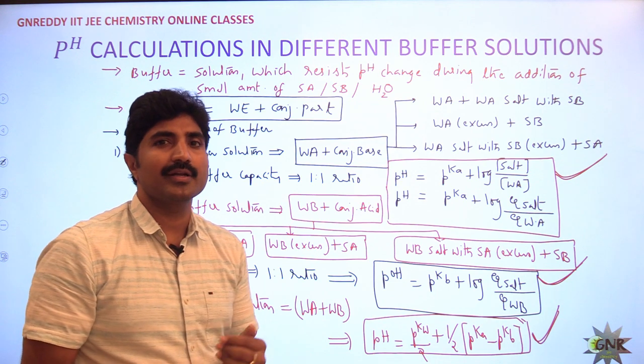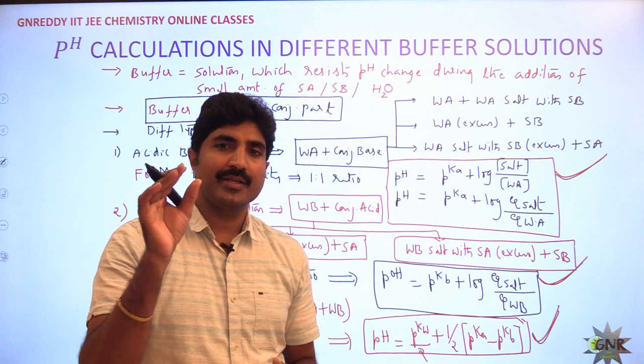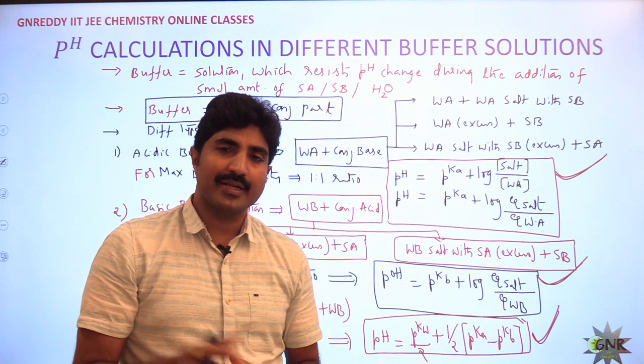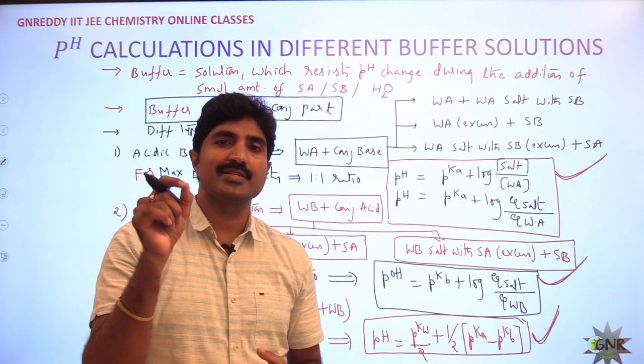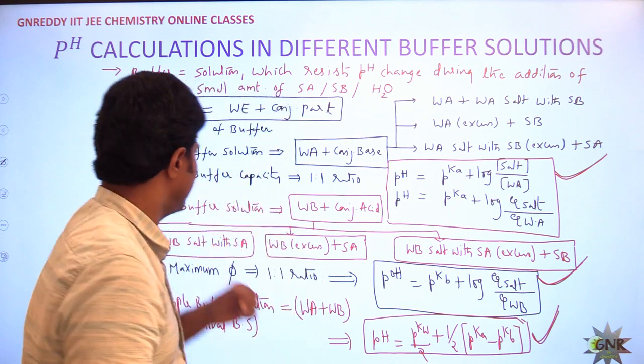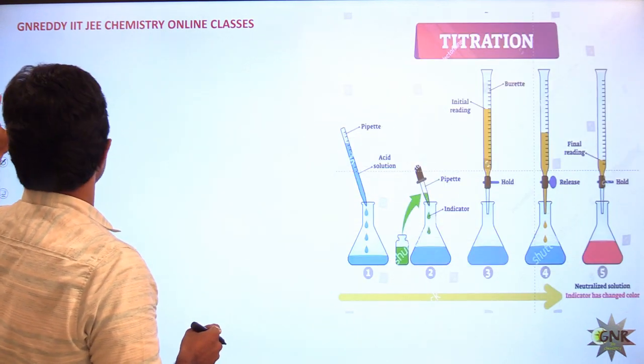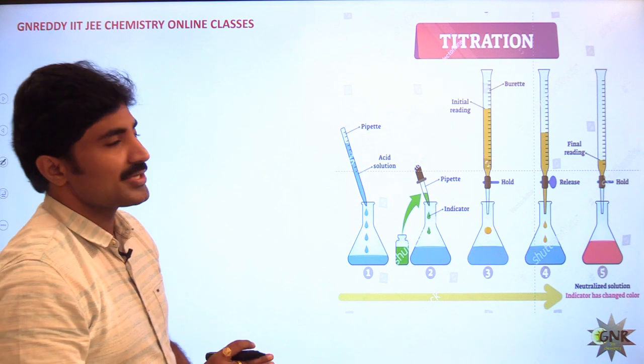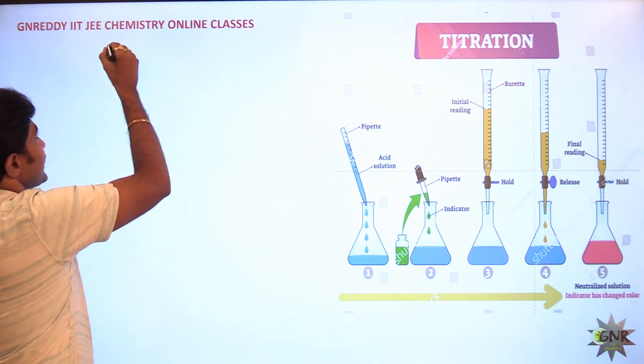So based on this data, you can understand the pH titration curves and the calculation of pH at various stages during the addition of burette reagent in that particular titration. So to understand that, first see what is titration and its concept. See titration.